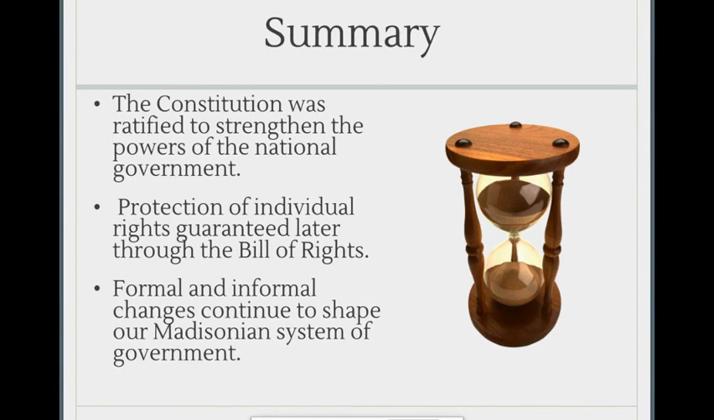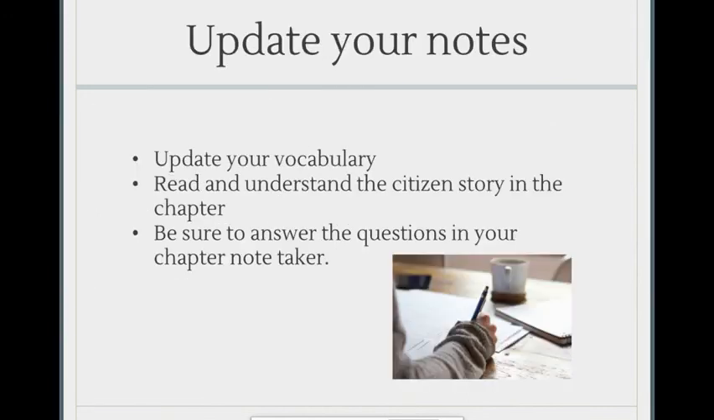So, the Constitution was ratified to strengthen the powers of the national government. Okay, protection of individual rights is guaranteed later through the Bill of Rights. All right, and formal and informal changes continue to shape our Madisonian system of government. Get these in your notes, update your vocabulary, read and understand the citizen story connected to this chapter.